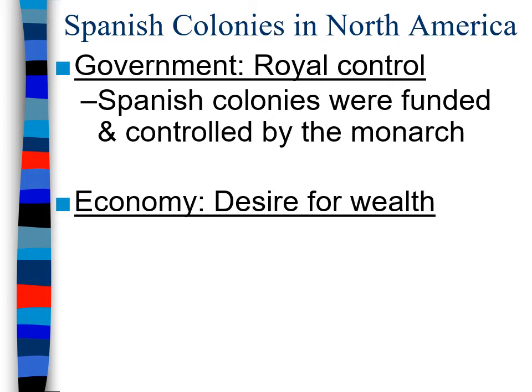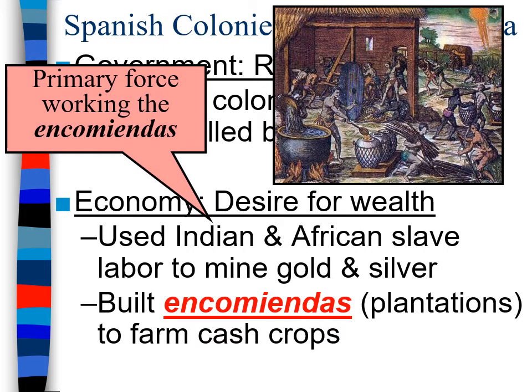It's going to be deeply rooted in the control of the monarch of Spain, the King and Queen of Spain. Their economy is based off this central desire for wealth, and in order to achieve said wealth, they're going to use Indian labor and then eventually African slave labor to mine gold and silver.